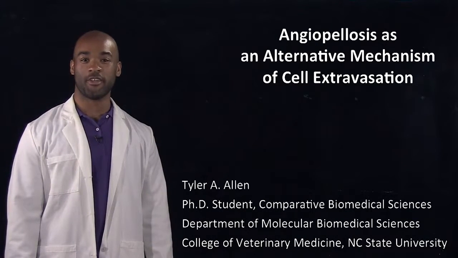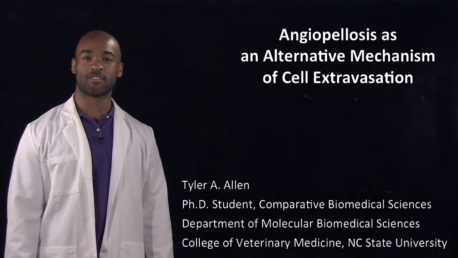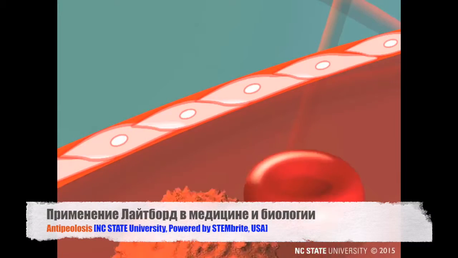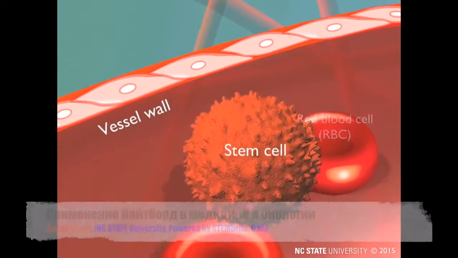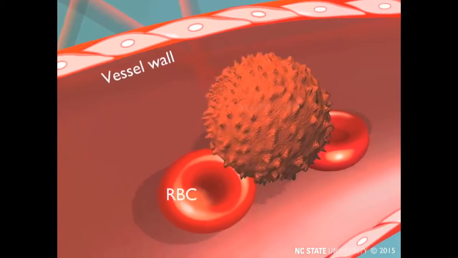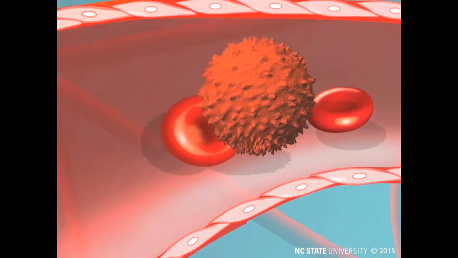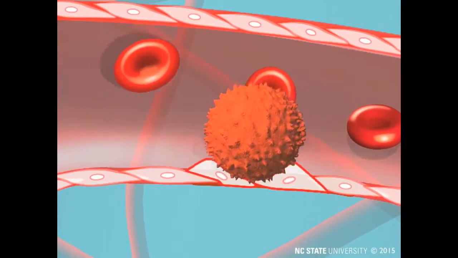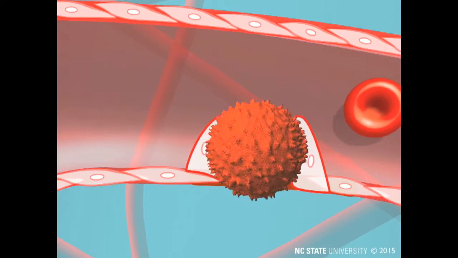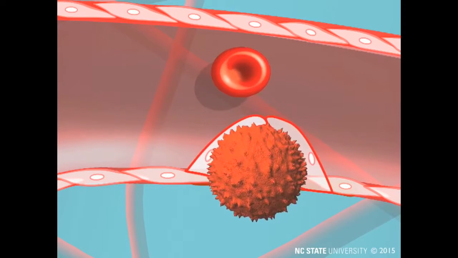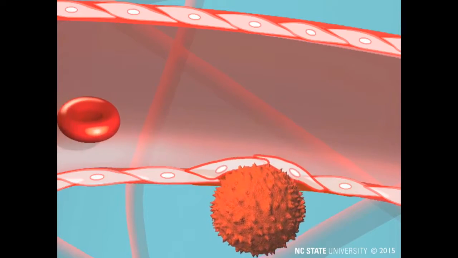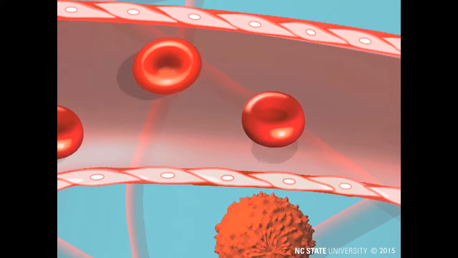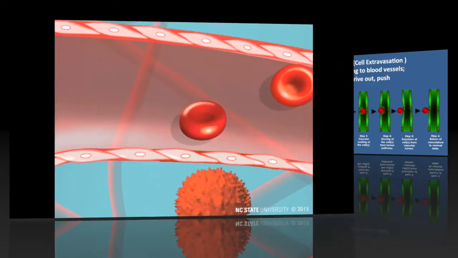Today, I'm going to be talking to you about angiopoiesis, an alternative mechanism of cell extravasation. Angiopoiesis represents an alternative mechanism of cell extravasation. In this method, the cell will travel through the bloodstream and then attach to the blood vessel wall. The endothelial cells of the blood vessel will then actively wrap around the cell and remodel and push it from the inside of the lumen into the surrounding tissue, where it can exert its beneficial and regenerative effects.